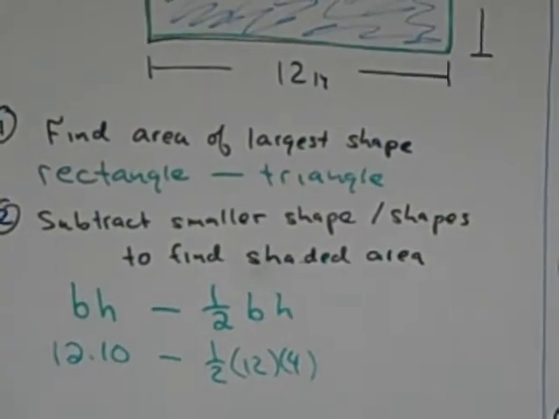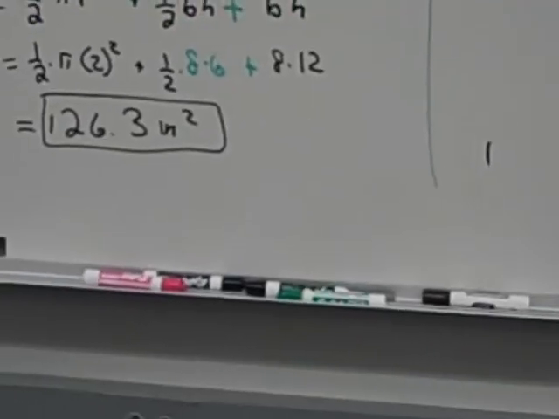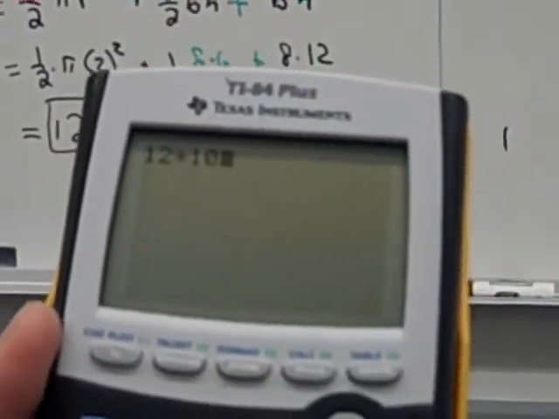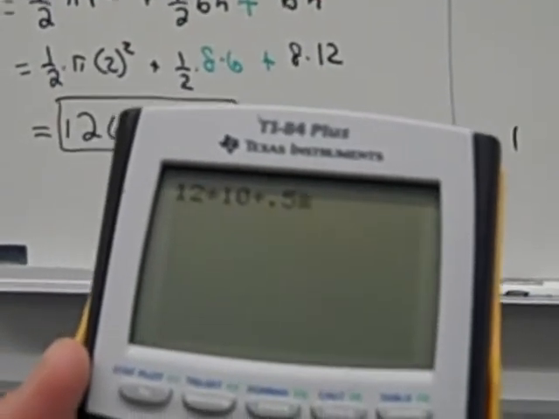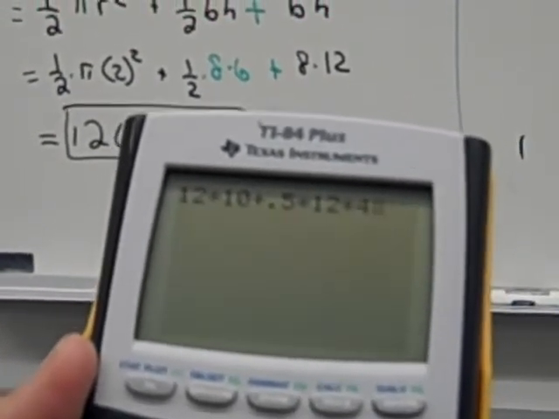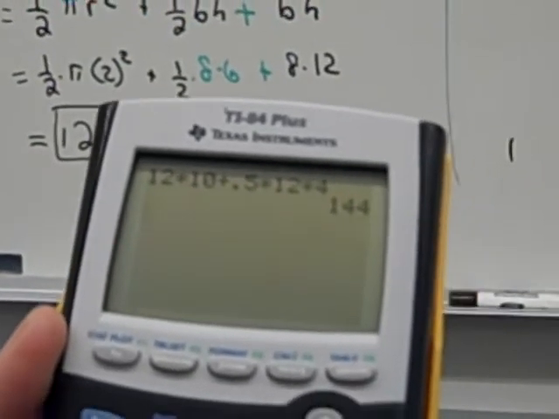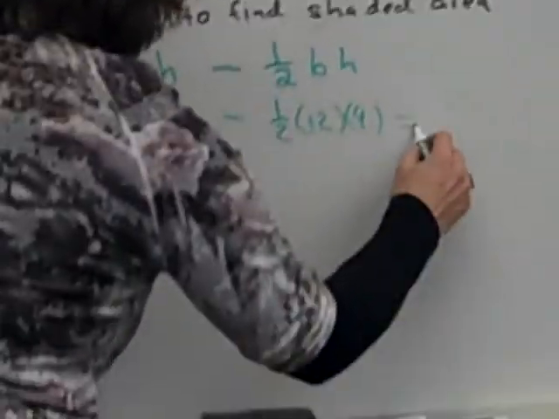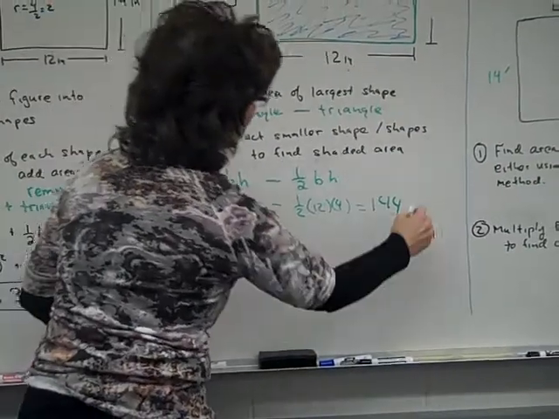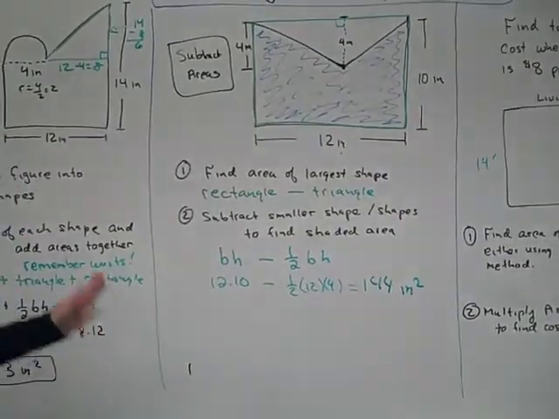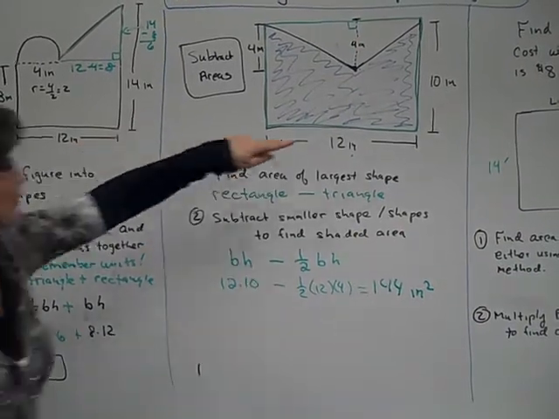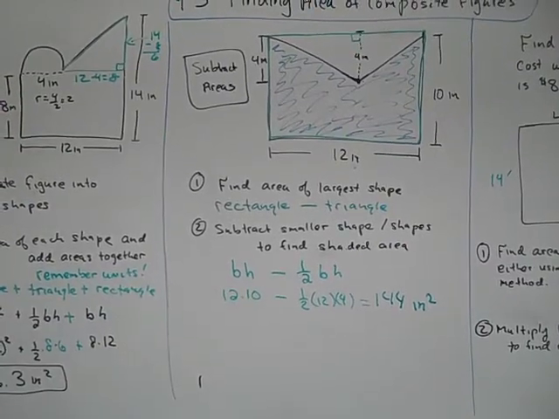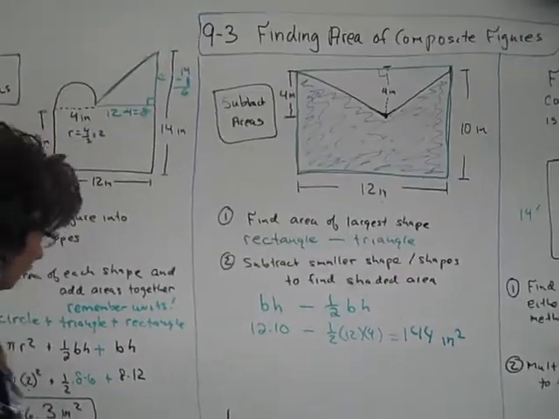Once you've done this, again, we're just going to get out our calculator, and we're going to type in 12 times 10 minus 1/2 times 12 times 4. Press enter, and 144 is that blue shaded area. So then I'll just write equals 144 square inches. So we can subtract by finding an entire huge area and taking out a figure, or we can add. Now let's look at this third situation where we're going to apply this information.